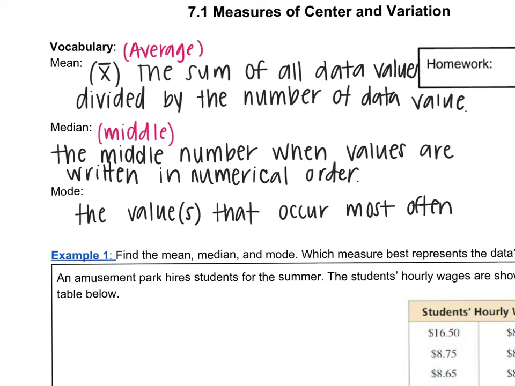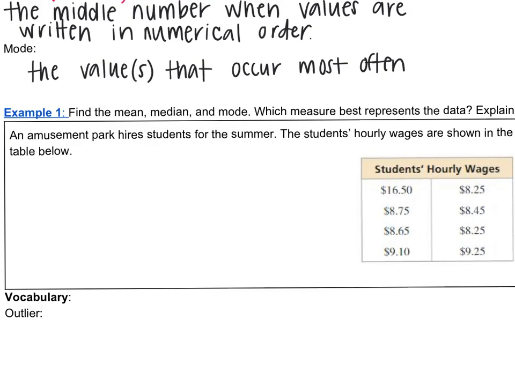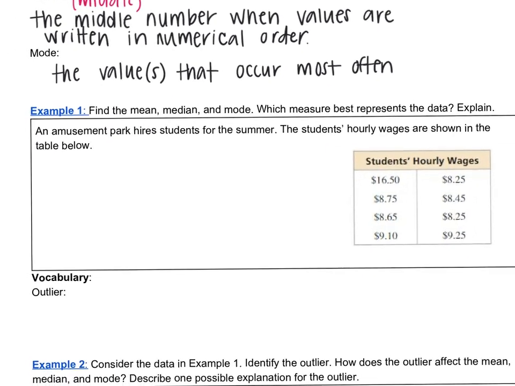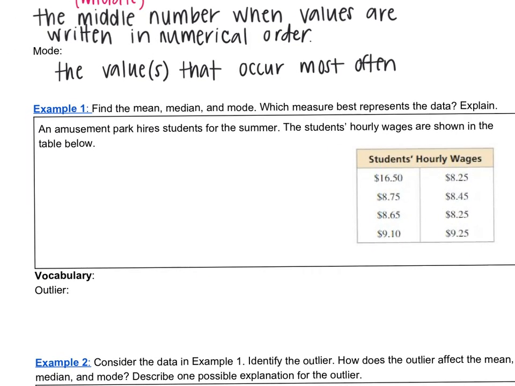So let's take a look at example 1. In example 1, we're going to find the mean, median, and mode, and then we're going to decide which of these measures best represents the data. So we need to find them first, and then we'll decide, based on this data, what we think best represents it. We're given a table of values here, and it says an amusement park hires students for the summer. The students' hourly wages are shown in the table below, and then we have all of the hourly wages.